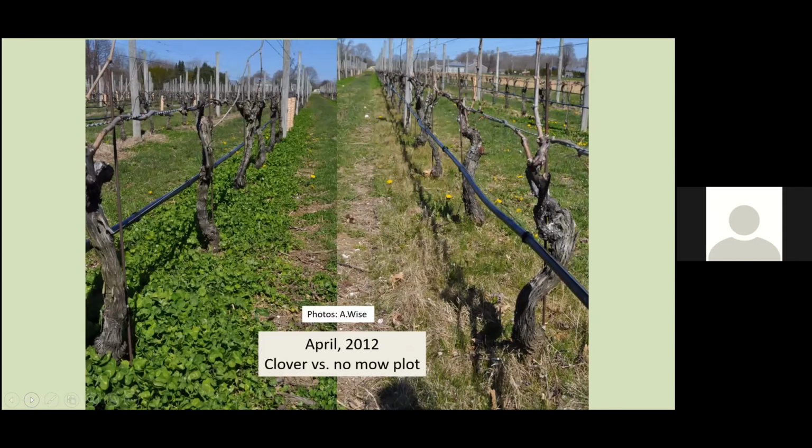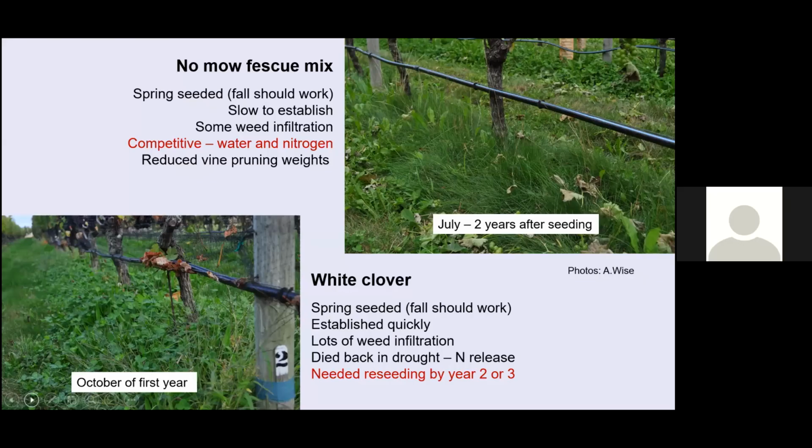And here we came back the following spring, and the clover looked great. We were very proud of ourselves with that one, but the fescue looked kind of anemic, but this actually did fill in quite nicely and green up. So it just took the fescue a little bit longer to come around. The fescue established well. There were fewer escape weeds in there.